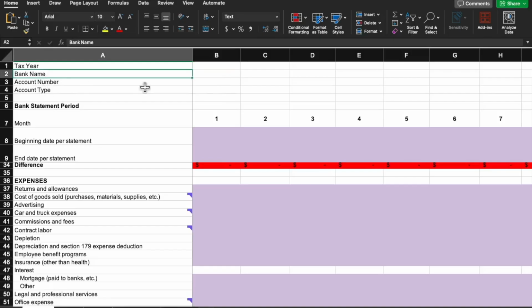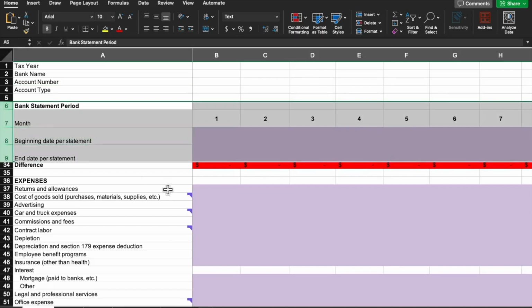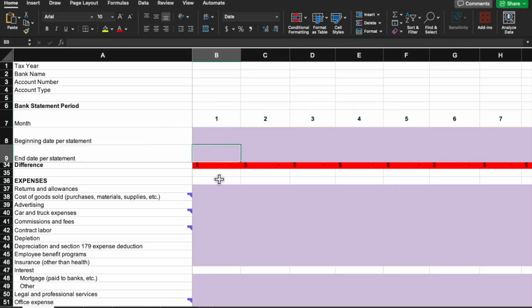Here you just have the name of your bank. If you want to put the account number, you can put the account number to better identify it. And then the account type, like a checking or a credit card. Over here, it's just information you will pull from the bank statement, the statement of the period, so the beginning date of the statement, the ending date of the statement.